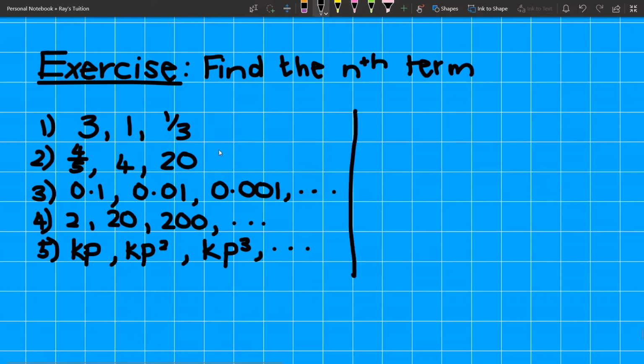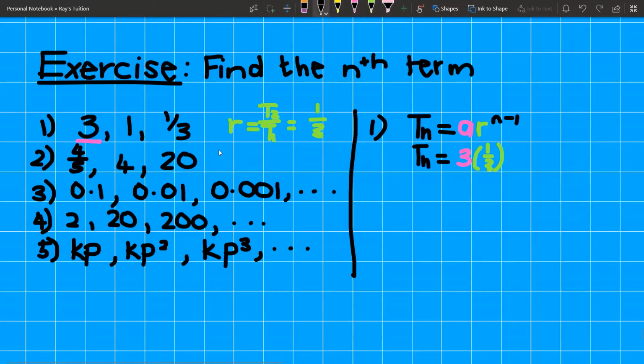Let me just put a line there. So number 1. In the formula, we're going to have to first find what A and R are, because those are the two unknowns. So let us look at the first sequence. The first term of the first sequence, 3, 1, and a third, is 3. So our A is 3. And then we would like to get our ratio. Our ratio we get by dividing any term by the previous term. So T2 divided by T1 is 1 over 3. So our common ratio is a third.